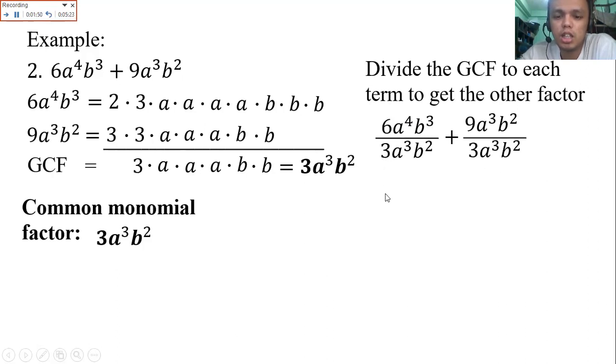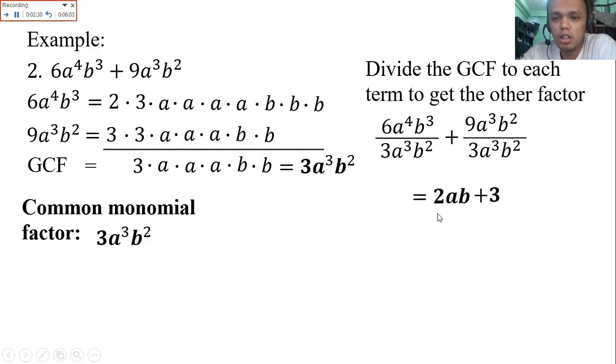Okay, 6 divided by 3 is 2. Then a raised to 4 divided by a cubed is a na lang kasi 4 minus 3 is 1. So a na lang yan. b cubed divided by b squared, or 3 minus 2 here sa exponent is 1. So b na lang yan. Automatic na kasi may 1 yan. No need to write. Plus 9 divided by 3 is 3. a cubed divided by a cubed, 3 minus 3 is 0. So a raised to 0 is 1. Automatic. No need to write na yung 1. b squared divided by b squared is 0 ulit, yung exponent. Or simply cancel this out kasi parehas naman.